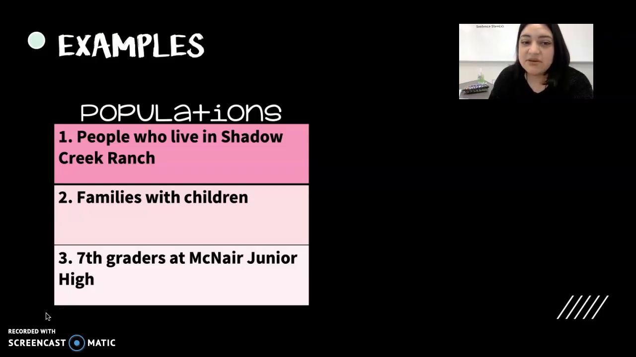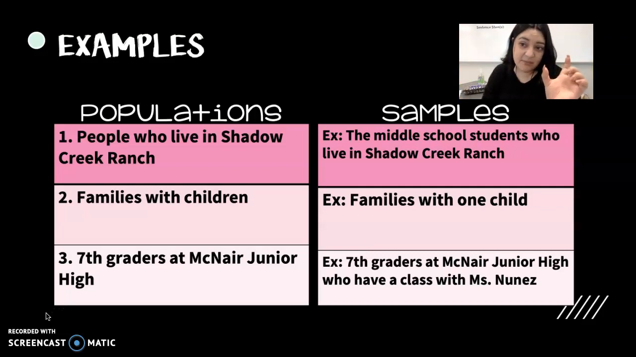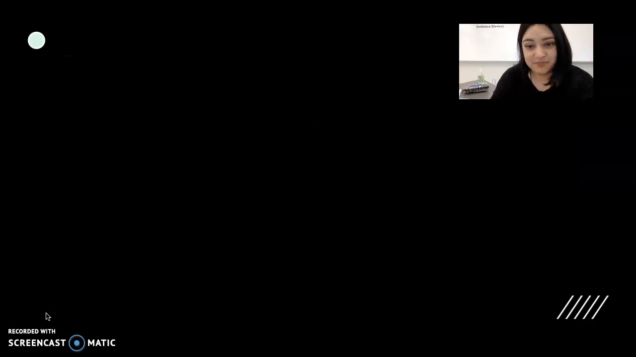Let's look at example 2, families with children. That's our population. Our sample would be families with 1 child. And then our third example, 7th graders at McNair Junior High. That's the population, that's the whole group. The sample would be a small group of them, which is the 7th graders who have a class with Miss Nunez. That's our sample group.